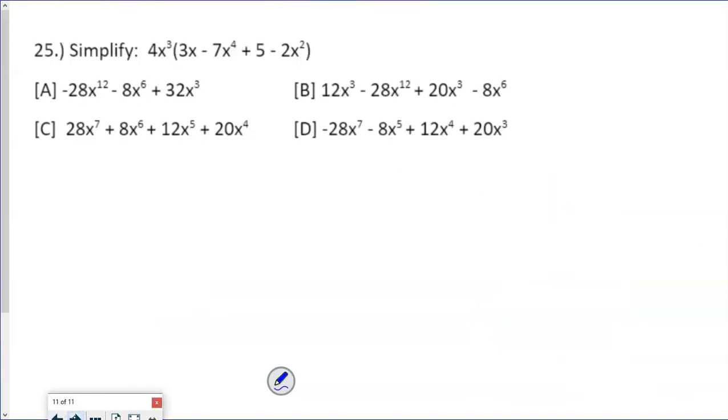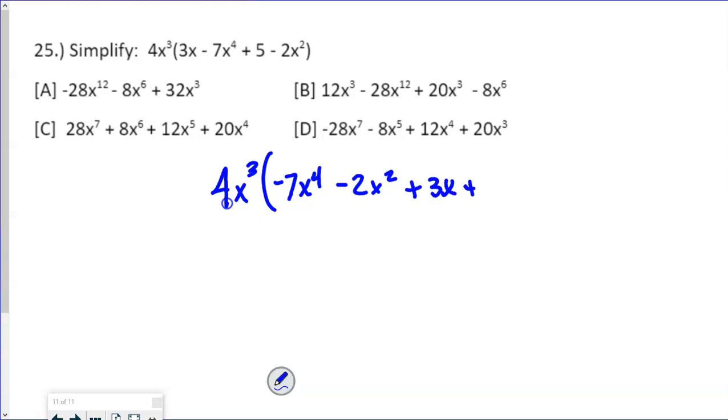All right, so we got one more problem to go. This one says simplify. So this time we're just multiplying, okay? So you could just use the distributive property order first, because then when I get done, it's going to already be in descending order, okay? So negative 7x to the fourth minus 2x squared plus 3x plus 5. So again, we're using the distributive property here, right?